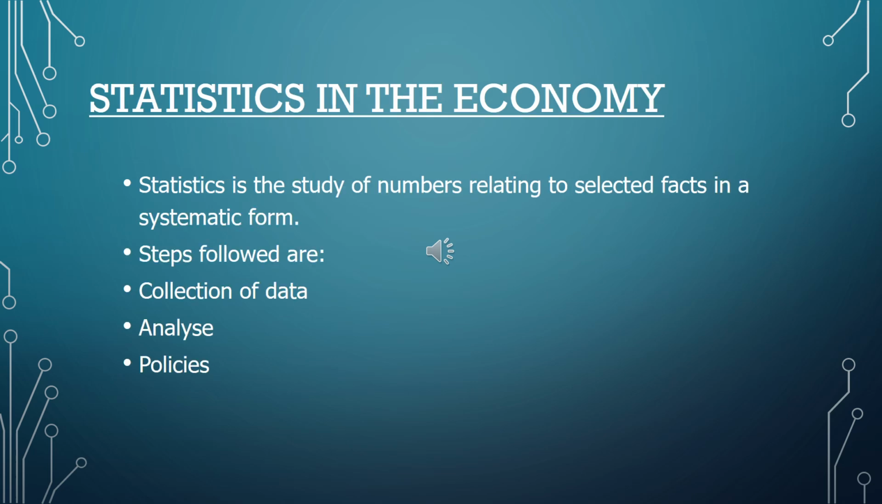Now, after having a quick recap of a few of the terms, you have to first of all understand what statistics is. Statistics is the study of numbers relating to selected facts in a systematic form. Whenever data in the form of numbers and in a system is given to you, and you analyze that data and take out the interpretations or make the policies, that subject is called statistics.